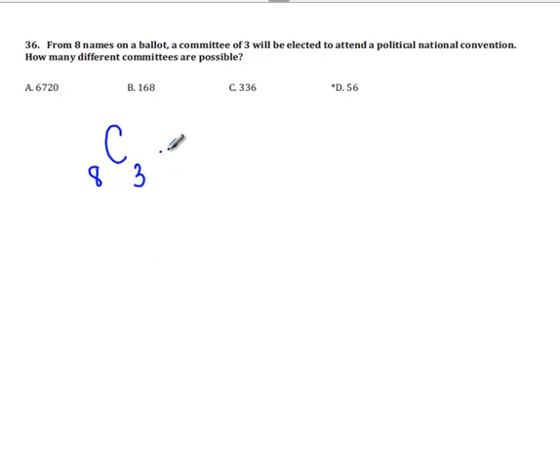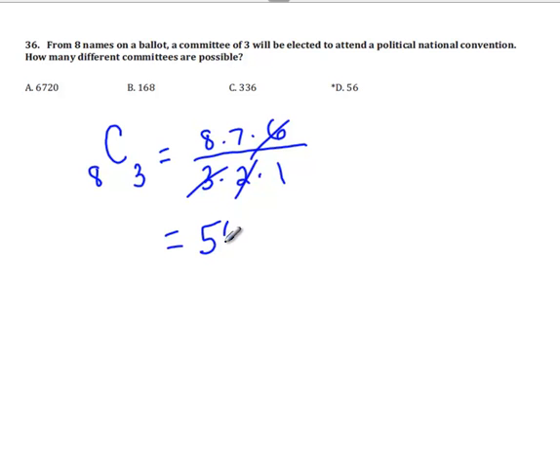Once again, there is a factorial formula for this, but there's a little shortcut. Start with 8, count down, 8, 7, 6, and then in the bottom start with 3, count down, 2 times 1. If you use the formula, this is what the formula will reduce down to. You can do a little bit of simplification there, and we end up with 56 ways the committee of 3 could be formed.